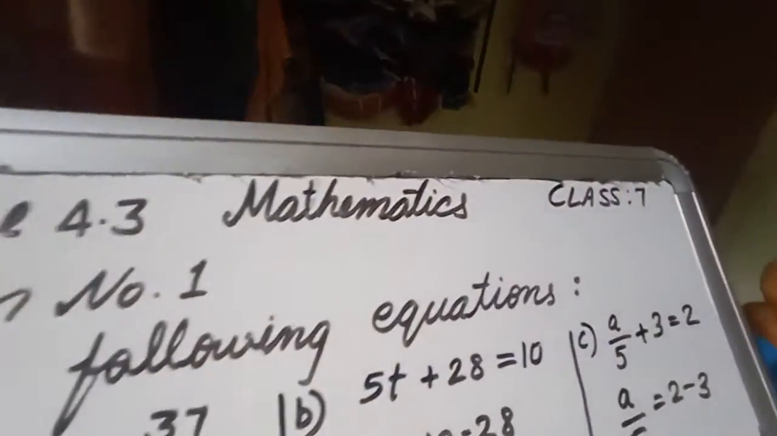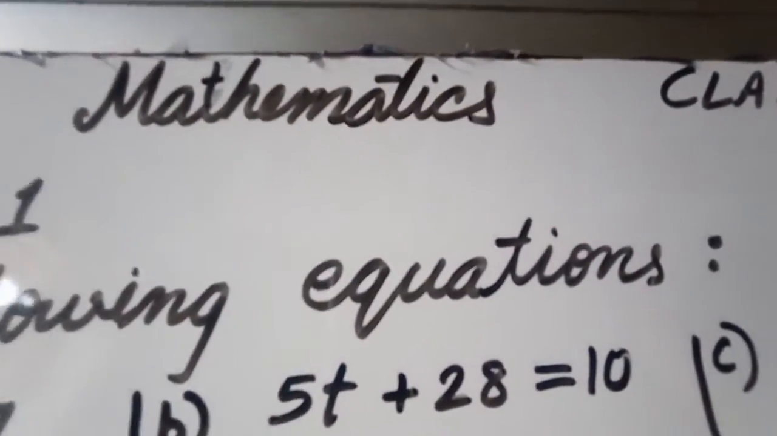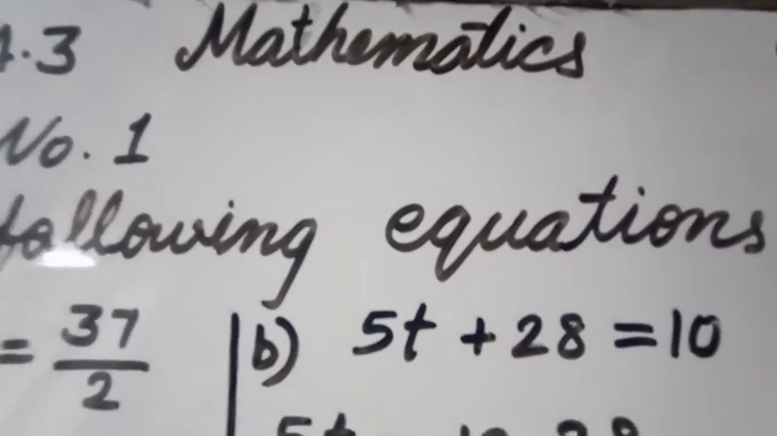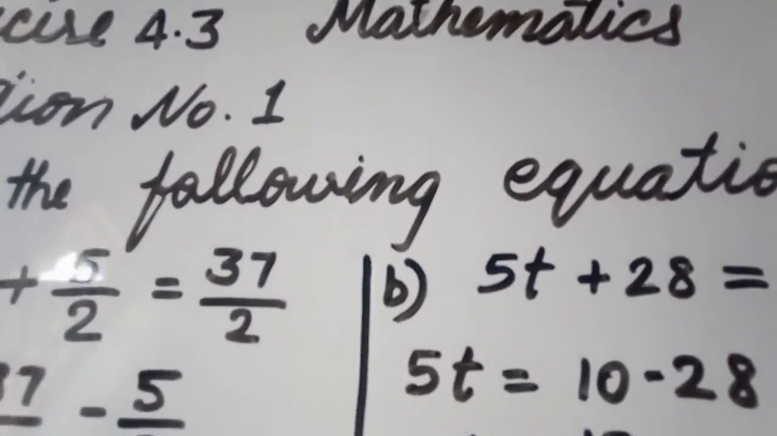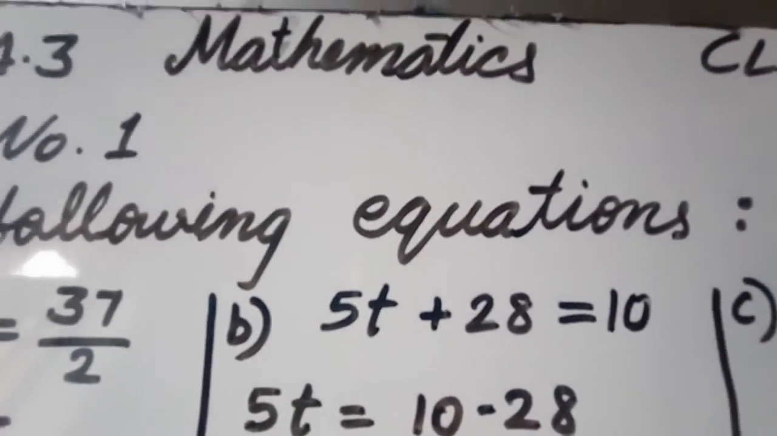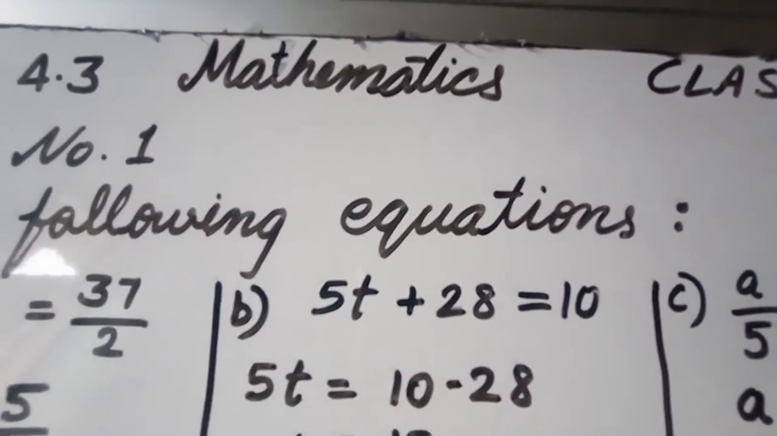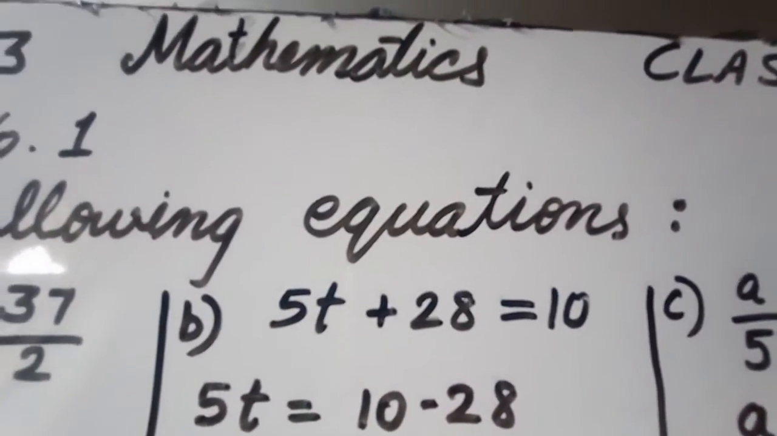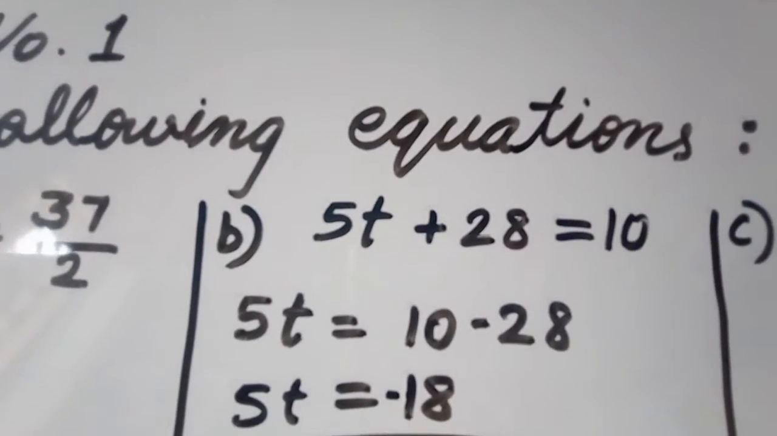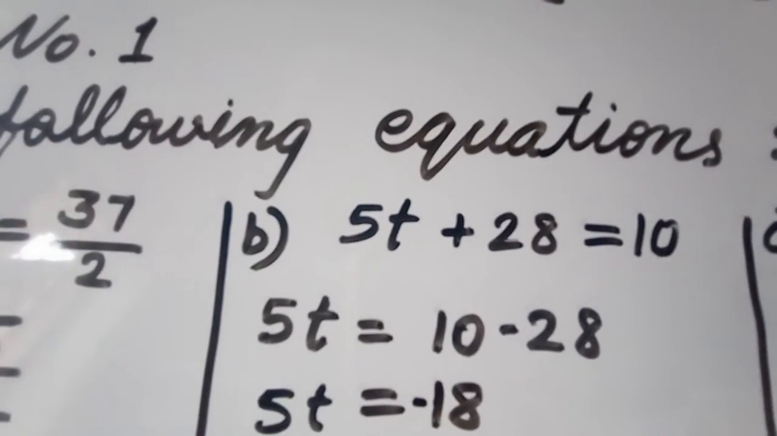Now let us go to the B question. 5t plus 28 is equal to 10. As I told you, just separate the variable. So 5t I keep here, 10 is already there, and when I am shifting 28, plus becomes minus. When opposite signs are there, we have to do the subtraction. When we subtract, we will get 18. Greater value sign is negative. So 5t is equal to minus 18.